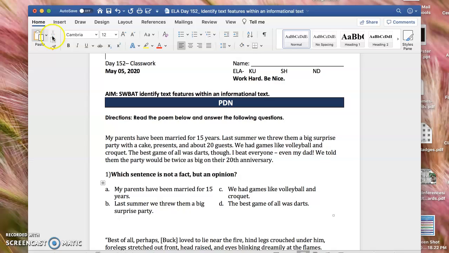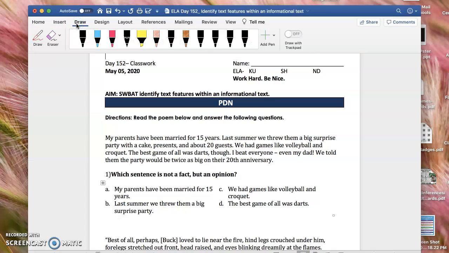Okay, so this is the part in the lesson where if you have not done your PDN, you can go ahead and pause the video so that you can complete the PDN. If you have completed the PDN, and don't lie, let's go ahead and do it now. I'm going to use Buck today. So I'm going to read through the passages so that we can figure out the answers to these questions, okay?